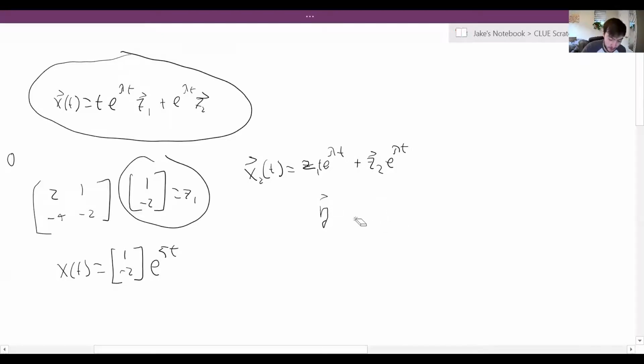But really it's just the same thing. And then the tricky part here is, okay, cool. So we've got our other solution. We know lambda, obviously, because we only have one lambda. We know z already. The only thing is, what is this z2?